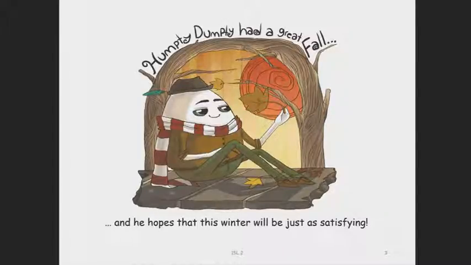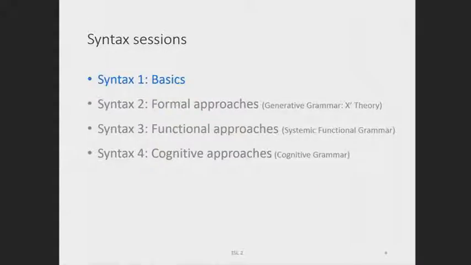But today is not on semantics anymore, today is on syntax. We have 4 sessions in total on syntax, and today we are dealing with the first one, which is the basics, the things that we'll need for the other ones, where we'll deal with 3 different approaches: formal approaches, functional approaches, and cognitive approaches. And you'll notice that especially when it comes to cognitive approaches, a lot of the semantics will come back to us. So if you have that ready for the last session, that will help you.